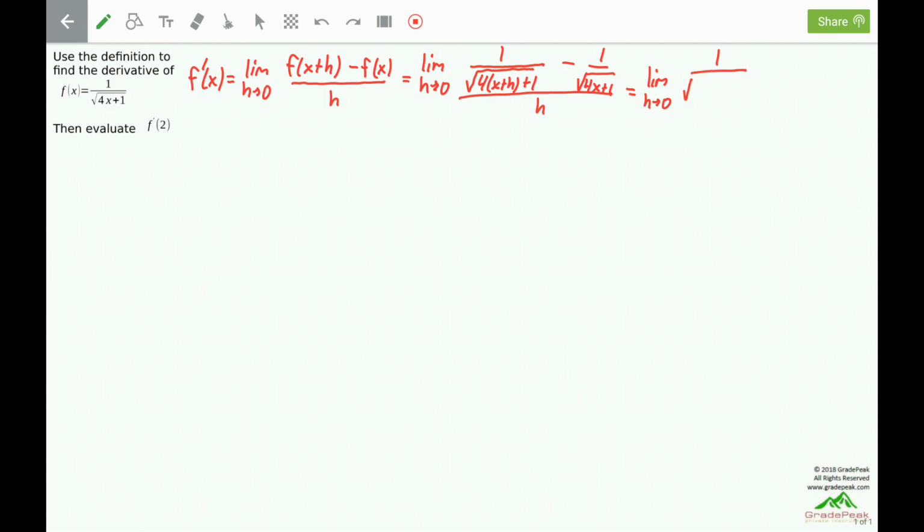So it becomes 1 over the square root of 4x plus 4h plus 1. I'll leave the second one the way it is, and all this is divided by h. Our next step is finding the common denominator between those two fractions. We have the denominator of root 4x plus 4h plus 1 and a denominator of the root of 4x plus 1. The common denominator will be those two roots multiplying each other.